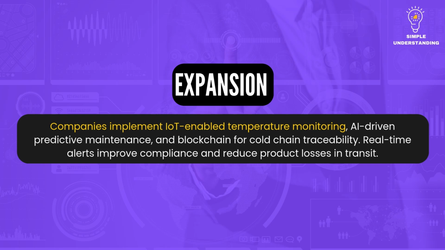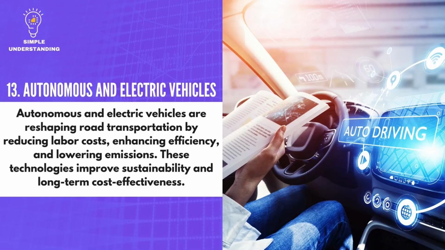Expansion. Companies implement IoT-enabled temperature monitoring, AI-driven predictive maintenance, and blockchain for cold chain traceability. Real-time alerts improve compliance and reduce product losses in transit. 13. Autonomous and electric vehicles. Explanation. Autonomous and electric vehicles are reshaping road transportation by reducing labor costs, enhancing efficiency, and lowering emissions. These technologies improve sustainability and long-term cost-effectiveness.